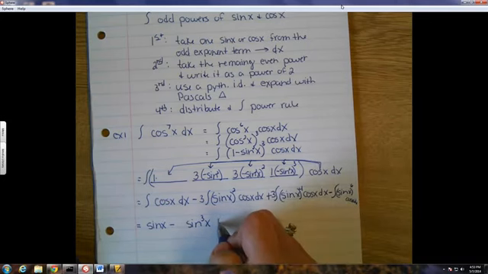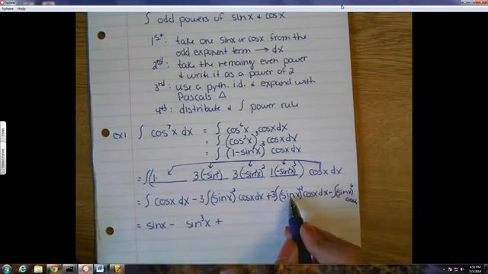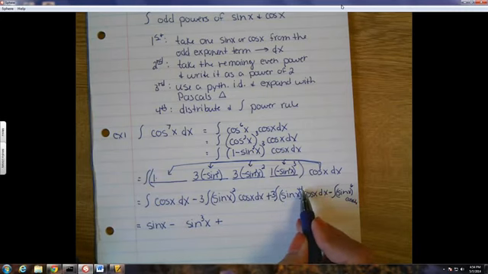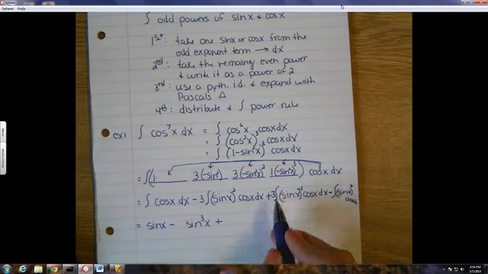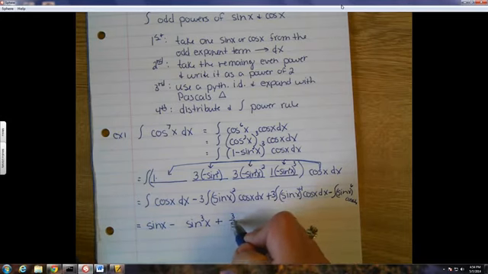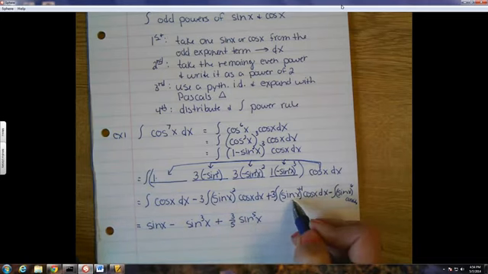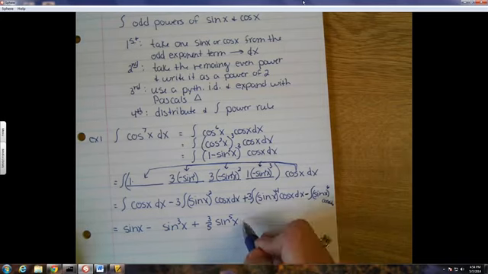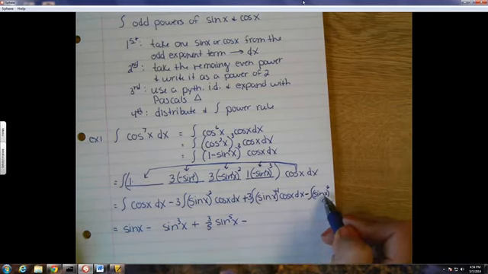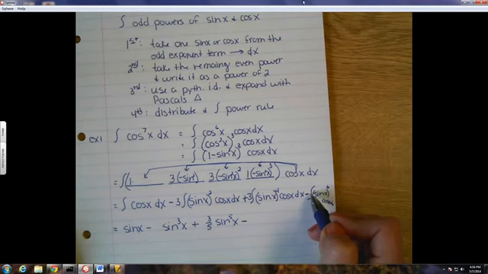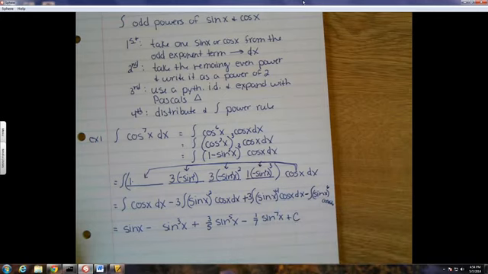Next one. Inside is sine, derivative is cosine. Every time it's going to work for us. So now I can just do the power rule. So add 1 there, I'm going to have a 5 and a 1/5. So that will give me 3/5 sine to the 5th. And then my last one, minus. Add 1, I get 7, I need a 1/7. Plus 3.